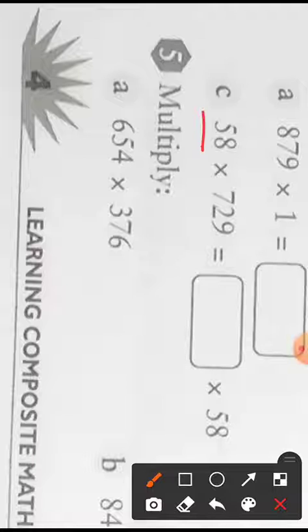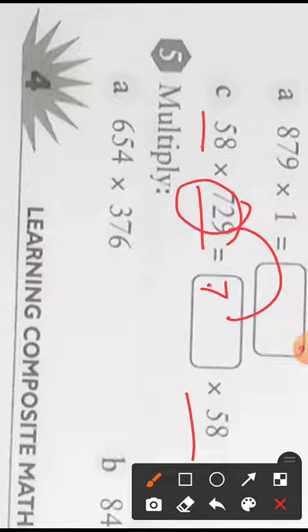You see here we have 58 and 729, but here we have only 58. So what number is missing? This is missing. This one only you will write here, 729. It's over. Okay, now let us check multiplications.